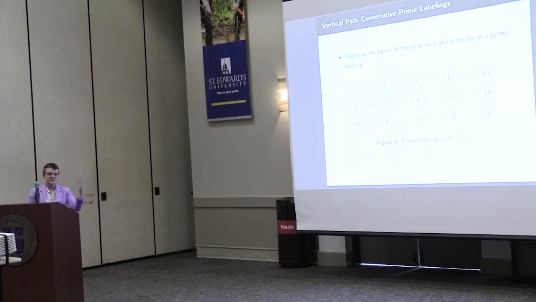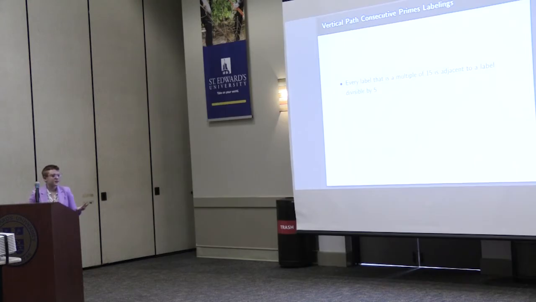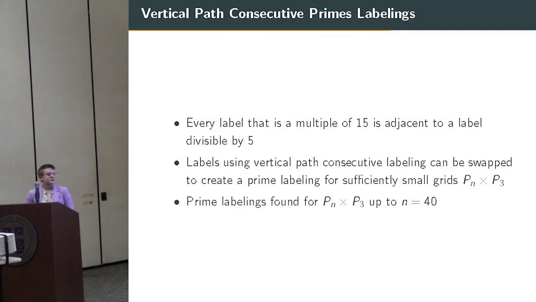So we have sort of a system that'll give us close to a prime labeling, and then we're just switching out the problem spots. And so in general, we found when following this kind of labeling, every label that's a multiple of 15 will be adjacent to a label divisible by 5, and so that kind of wrecks our prime labeling. But for some smaller grid graphs, we were able to just swap out those problematic vertices, like in that example. And we were able to do that for ladder graphs, or grid graphs up to P sub 40 cross P sub 3.